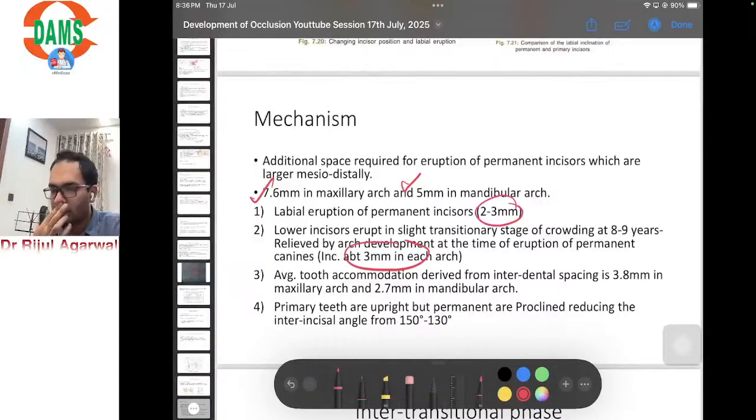Moving ahead, average tooth accommodation is derived from the interdental spacing. Remember the amount of spacing which I told you before. It is about 3.8 mm in the upper and 2.7 mm in the mandibular arch.